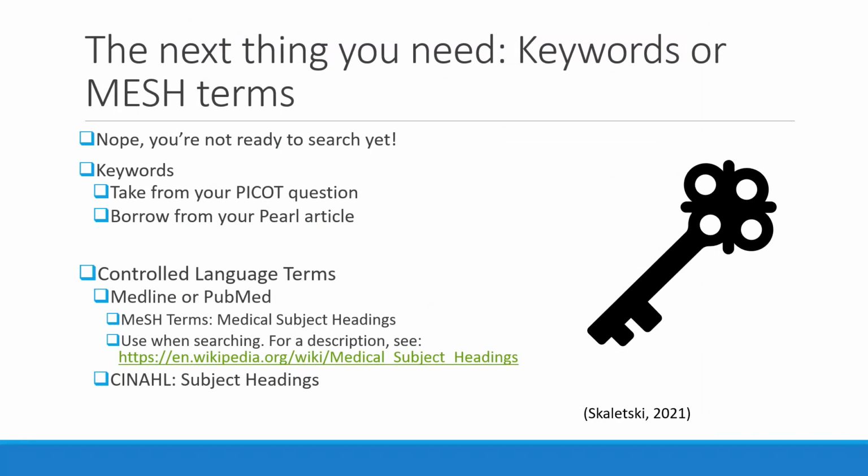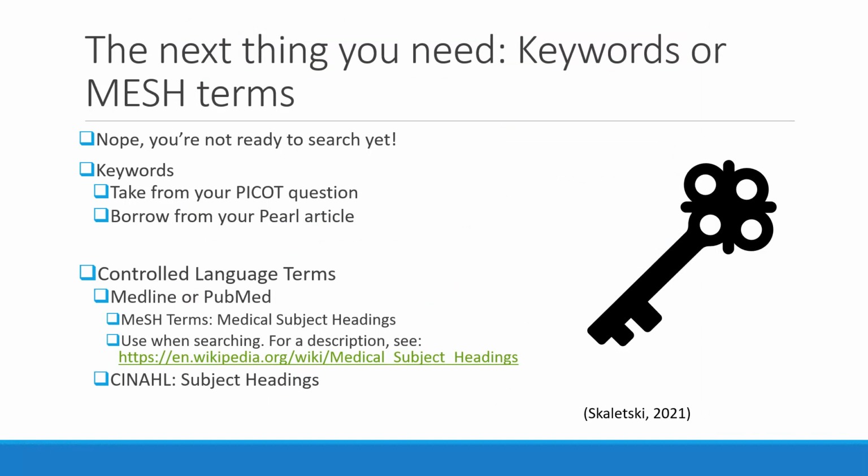So what do we need next? We need some keywords or MeSH terms. No, you are not ready to search yet. You shouldn't be grabbing your Google Scholar and just diving in. You need to be looking at what are the keywords. Take keywords from your PICOT question. Also borrow the keywords from your Pearl article.